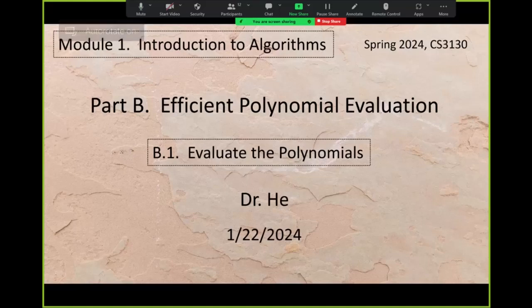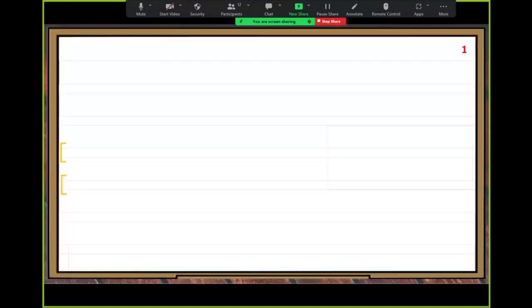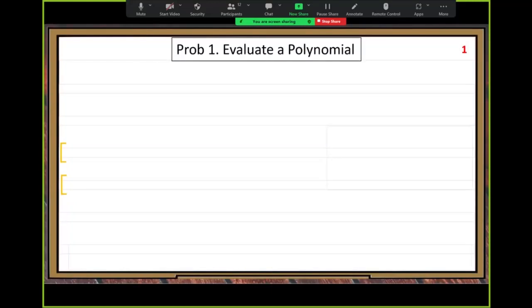First, let's get our problem first. Problem description. Problem 1, evaluate a polynomial. Given a polynomial, we use our standard representation. Here you can see it's a general case. Later, we will try to work on some very large polynomial. So you can imagine this n number could be very large.